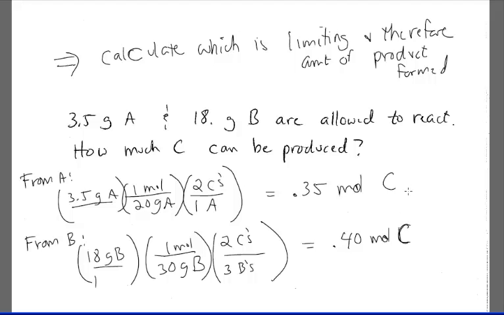Okay, so now we know that this one is smaller, so we know that reactant A will run out first and that it is limiting, and therefore the amount of C we will actually produce is going to be 0.35 moles.